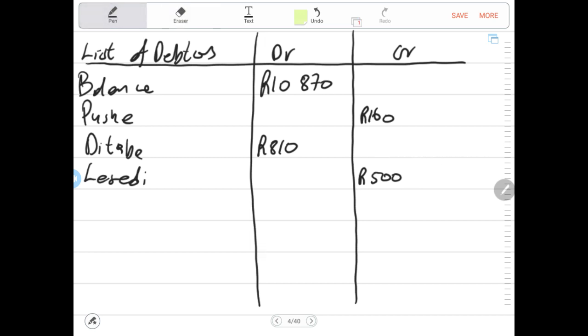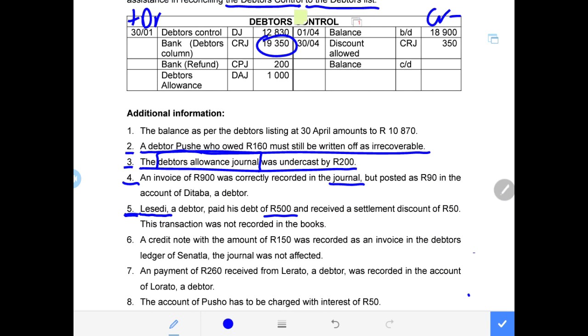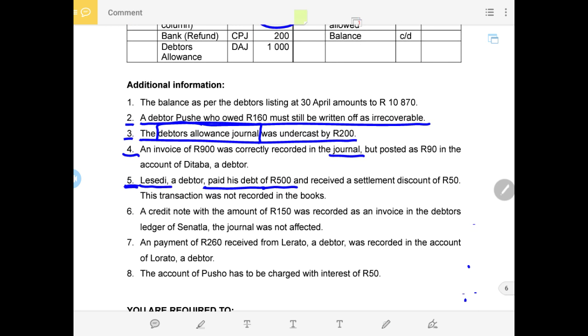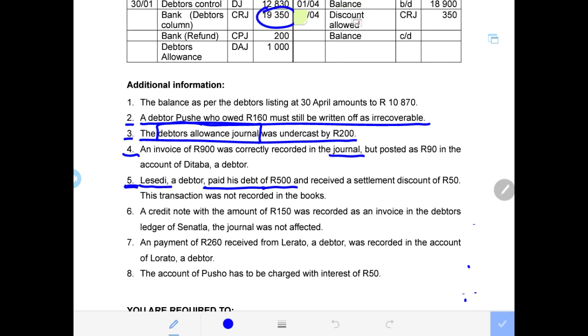So now because Lesedi paid us, we expect that the account of Lesedi must decrease on the credit side, because debtors decrease on the credit side when they pay us. And they specifically specify that we have received this amount of money from who paid us, but we gave a settlement discount. So now we come and we record number 6.